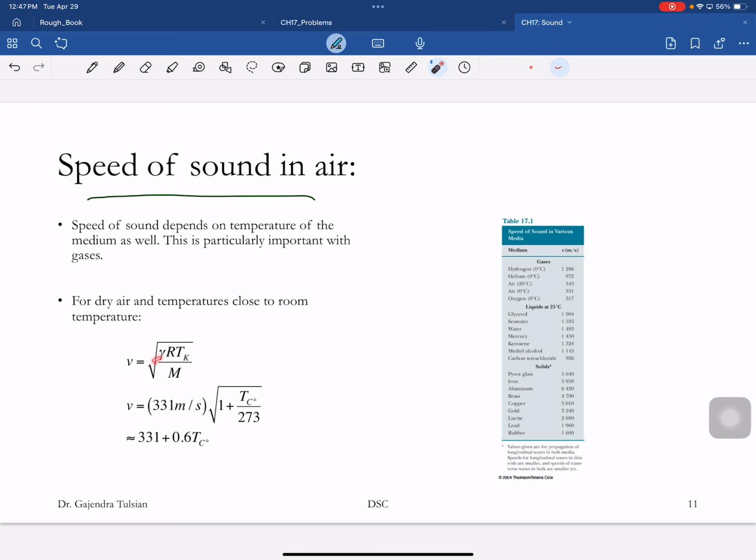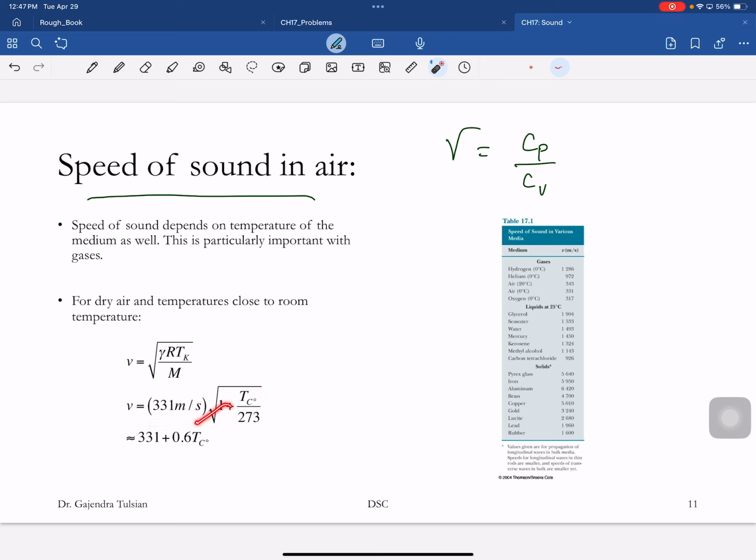Gamma, you'll learn about this in the next chapter. Gamma is the ratio of specific heats. It's the molar specific heat of air at constant pressure over the molar specific heat of air at constant volume. So that's if you're dealing with air. That's the gas constant. So here's the velocity as a function of temperature. This is in Kelvin scale. If you put the temperature in Celsius scale, there's the speed of sound as a function of the Celsius temperature.